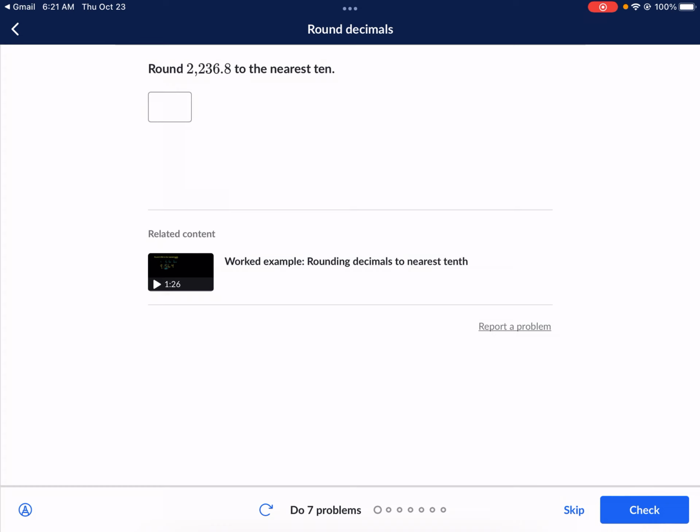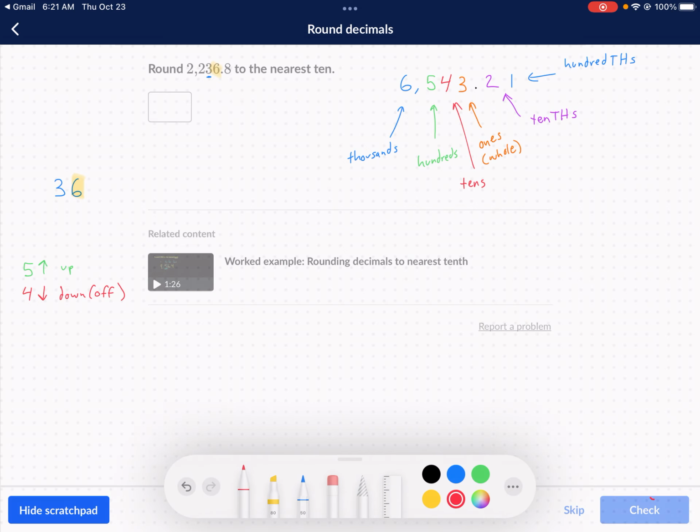So, round 2,236 and 8/10 to the nearest 10. The first thing we need to understand is place value. Let me pull this up. So I wrote a new number, 6,543 and 21 hundredths. And I just wanted to point out the different place values here.